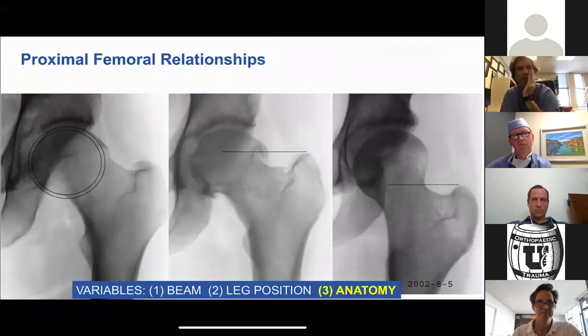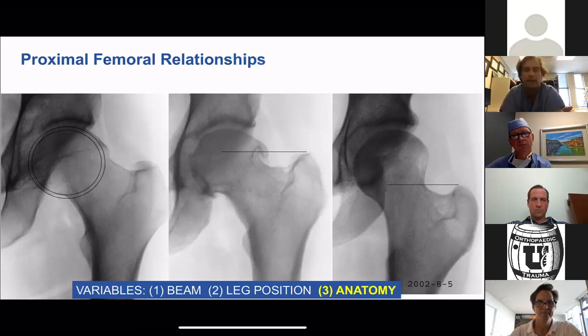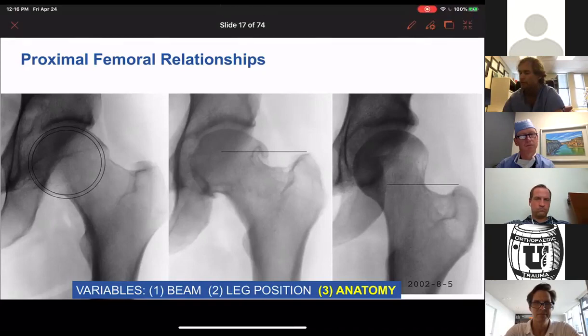Now we've talked about beam. We kind of left beam out because we're going to standardize that at least at the beginning. We've talked about leg position, both in internal and external rotation, and how that affects the AP X-ray. Now I want to talk about variation in anatomy a little bit. So these are 3 uninjured femurs, but what you'll see starting from the far left is an extended lateral epiphysis, which is what we see with some forms of femoral acetabular impingement. So we've lost the round shape of the femoral head, which changes the shadow of the superior aspect of the neck. You see coxa vera in the second diagram.